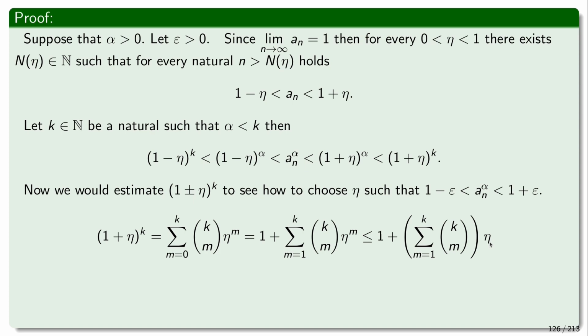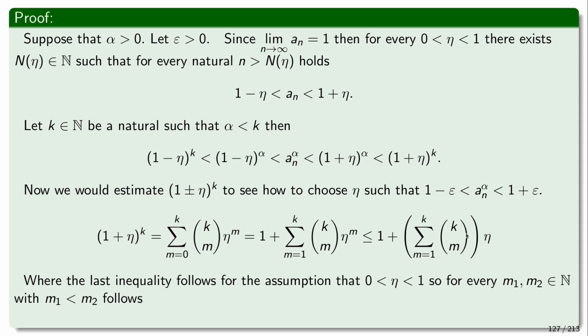Because remember, eta is between 0 and 1, and therefore eta to the power of 1 is the largest one. So we just replace eta to the power of m, when m is between 1 and k, by eta, which is larger in this sum. So we have that this is smaller than that, right? And then the sum of binomial coefficients is going to be smaller than 2 to the power of k. Yeah, basically we'll see it shortly.